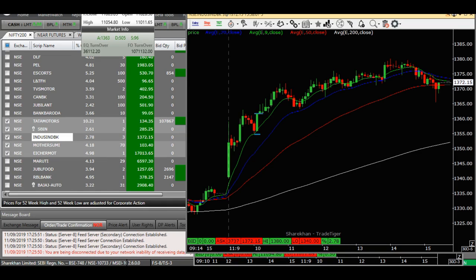You can also do this on Nifty. If you identify opportunities on Nifty or Bank Nifty like this, you can do it on that as well.